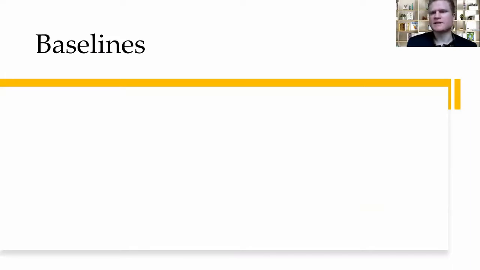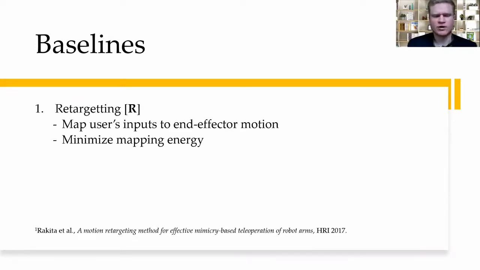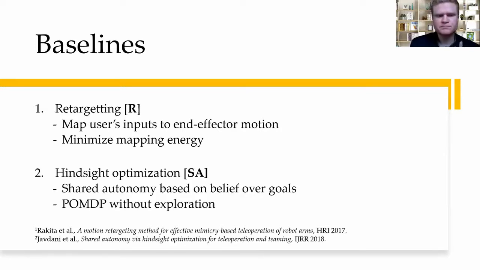So with this idea in mind, shared autonomy and latent actions, we did a couple of user studies, and we had some baselines that we wanted to compare to. The first baseline drawn from literature is retargeting. This is a method that's pretty analogous to the end effector control we mentioned earlier, where it maps my joystick inputs to the robot's end effector motion. Of course, I pick this mapping in an efficient way. Here, I minimize the energy of that mapping so that, for example, the robot doesn't get stuck in singularities.